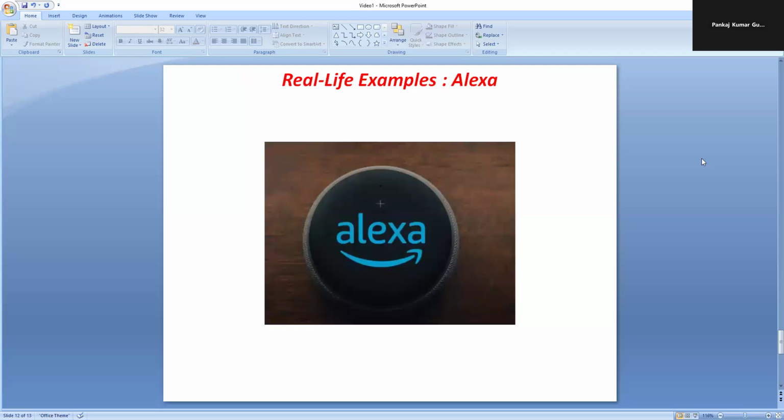Another real life example is Alexa. So everybody knows what Alexa is. That is also built on artificial intelligence. So all of these examples which I have shown all use artificial intelligence to learn and perform.